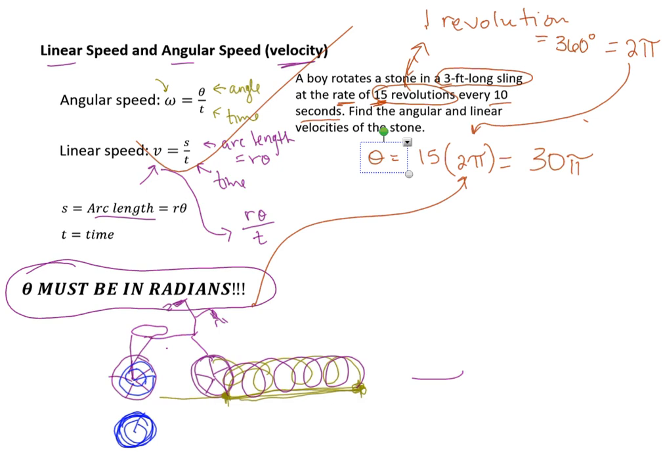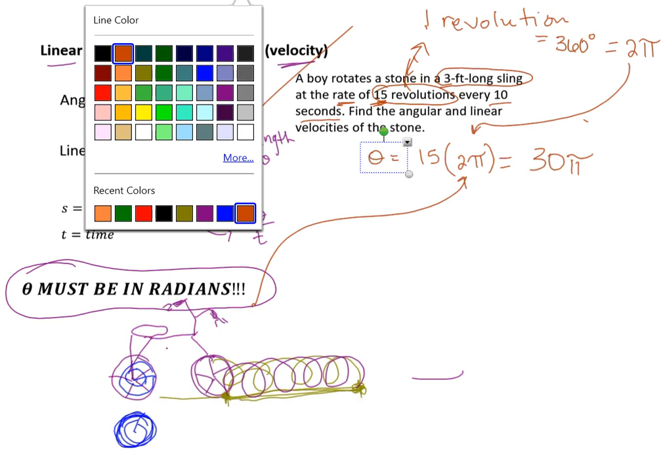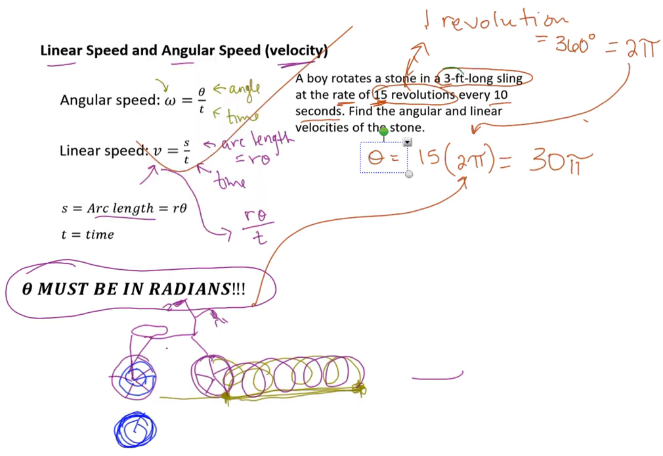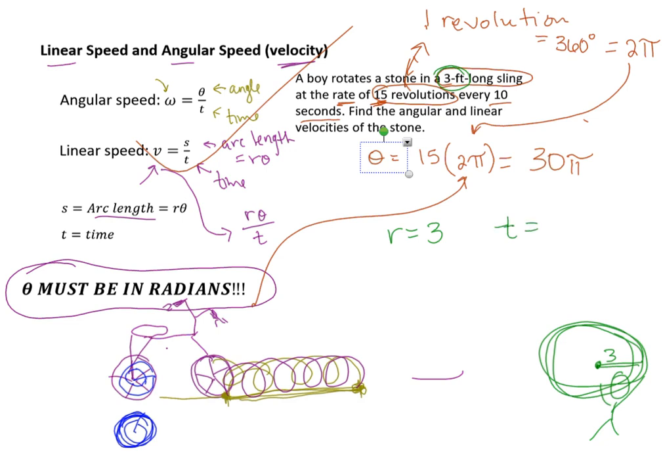Okay, there's our theta. Now we also need time and a radius. It says right here that it's a 3-foot long sling. So if you picture this kid with a sling, spinning it around in circles above his head, that's a circle. The length of the sling is that 3 feet, which means that's the radius. So our radius equals 3. And then the time, it says it does 15 revolutions every 10 seconds. So our t is going to be 10 seconds.